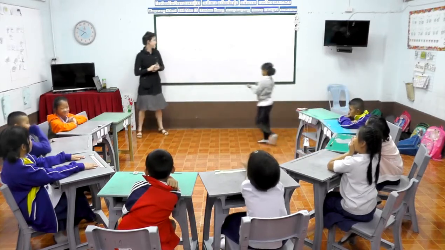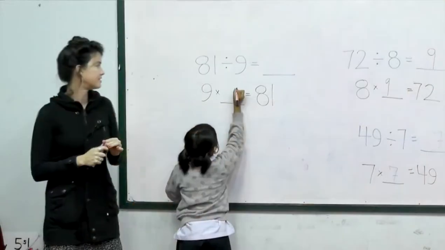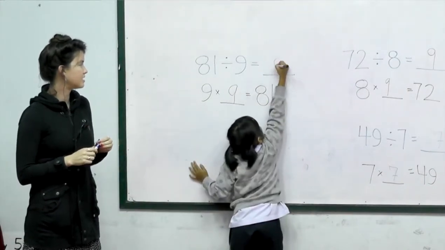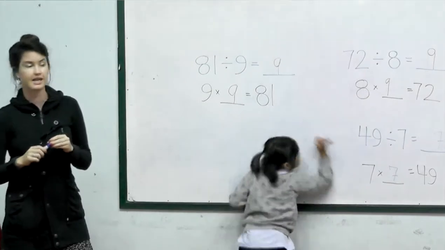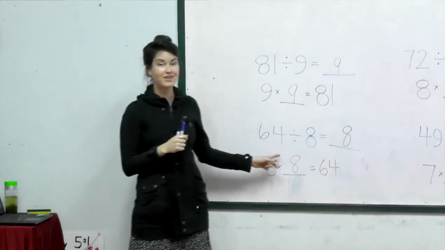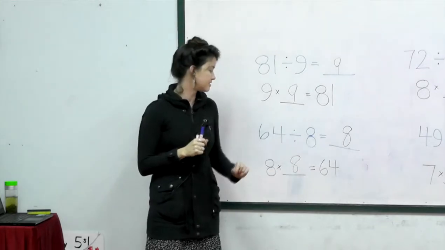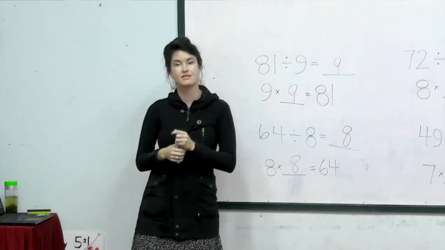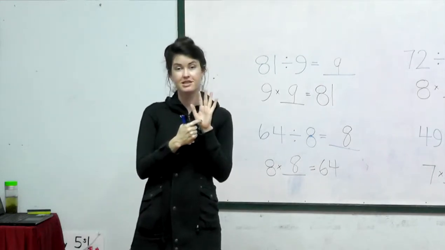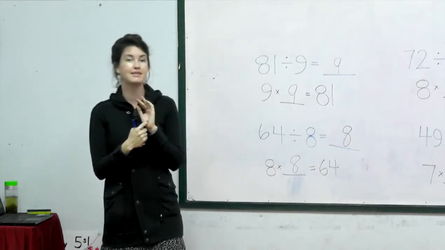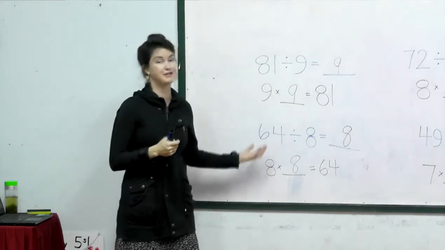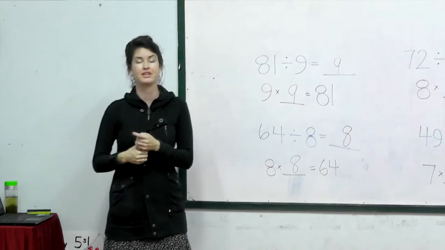9 times 9 equals 81. 81 divided by 9 equals 9. Thank you very much. So 64 divided by 8 equals 8. 8 times 8 equals 64. When we have a division problem, we can flip that into multiplication. And it's a little bit easier to think of our multiplication than division sometimes. So that's a little trick we can use.